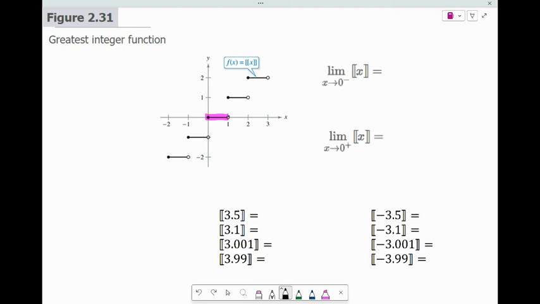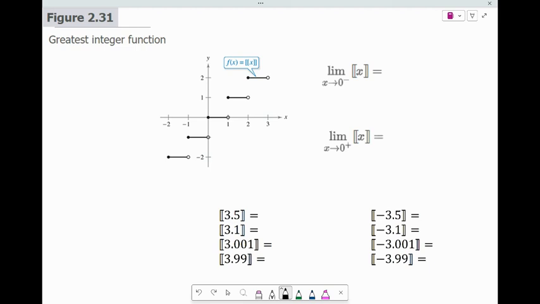And then for 1.1, 1.2, 1.5, all the way to 1.999, we stay at 1. And as soon as we hit 2, we jump up to 2. These types of functions are sometimes called step functions. You can see that the line segments here look like steps.